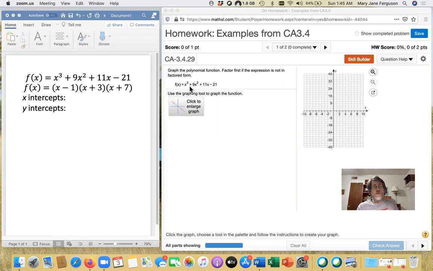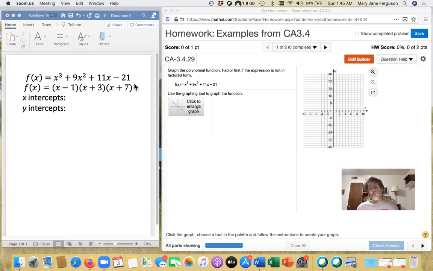That means that the highest exponent on any variable is a 3, like you see right here. I'm going to assume that you have already learned about the rational zero theorem, because as you can see in the instructions here, they would first like you to factor the expression. And you can do that with the rational zeros theorem and synthetic division. I have already done that over here, and it can be shown with not too much work that this function can be written in factored form as the quantity x minus 1 times the quantity x plus 3 times the quantity x plus 7.